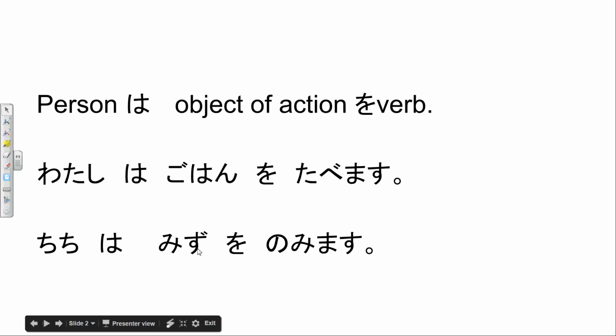Chichi wa mizu o nomimasu. Same pattern, except it's talking about my father drinks water. Water receives the action of drink.